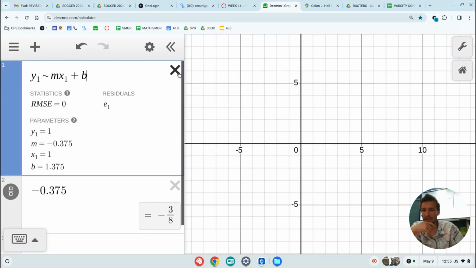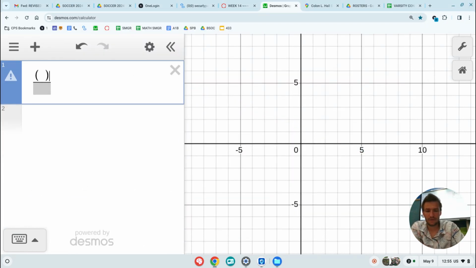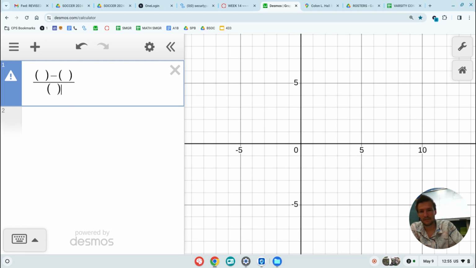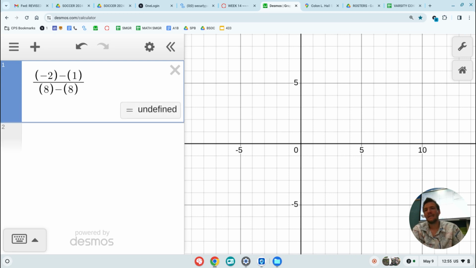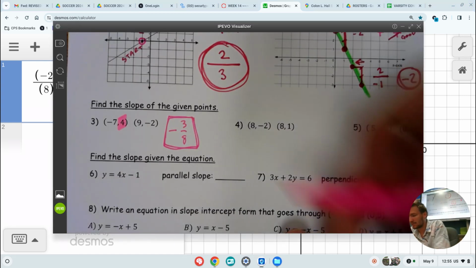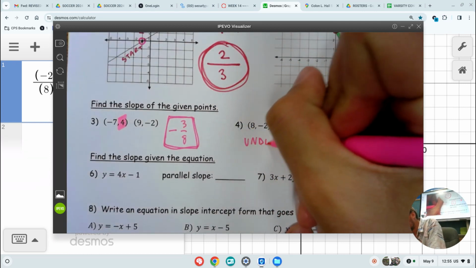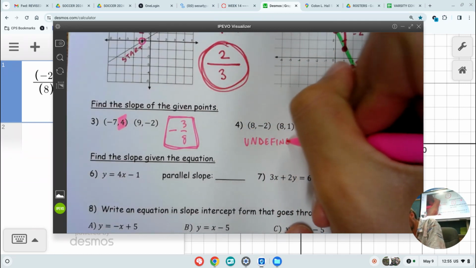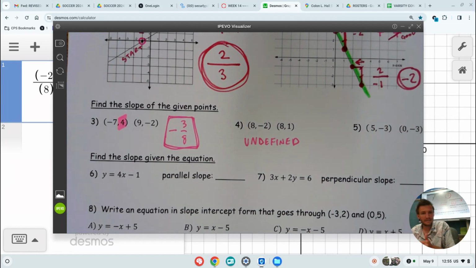So let's do that. Fraction, parentheses minus parentheses, bottom, parentheses minus parentheses. Put the y on top, -2, with the x on bottom 8. The y on top 1 with the x on bottom 8. And I'm getting undefined. Listen, if you type it in correctly, that's the answer. DESMOS is going to tell it to you. Undefined. And that's not a huge surprise.